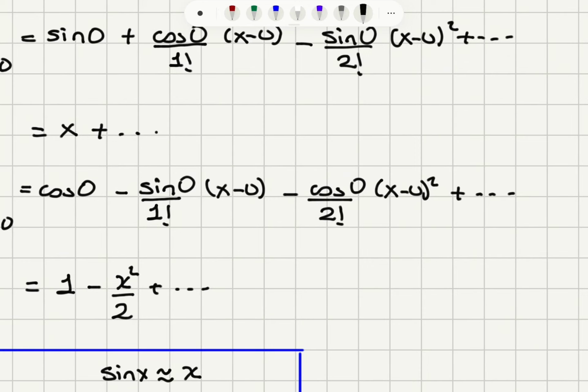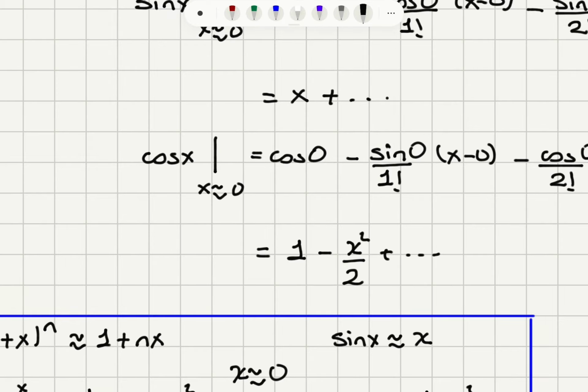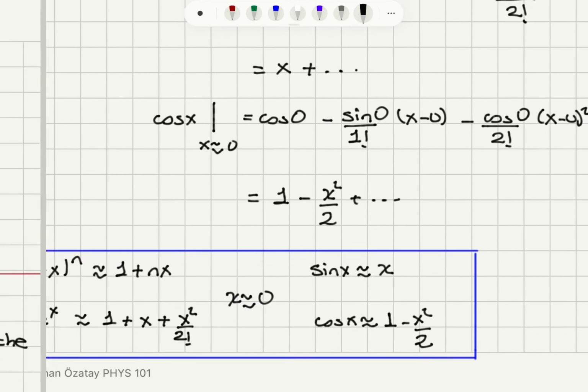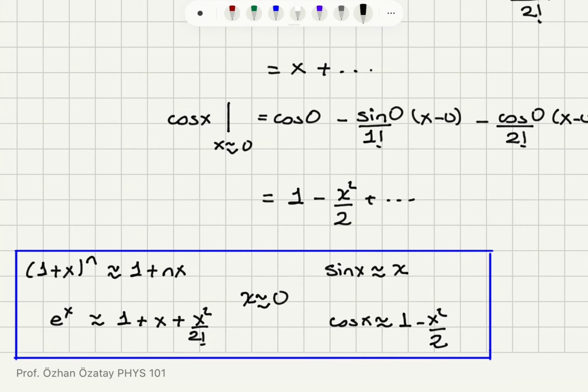Take the derivative of minus sine x with respect to x, we obtain minus cosine x. So it is minus cosine 0 divided by 2 factorial, which is minus 1 over 2, times x minus 0 squared, which is x squared. So this behaves as 1 minus x squared over 2, etc. So these are some important results we will be using very frequently.